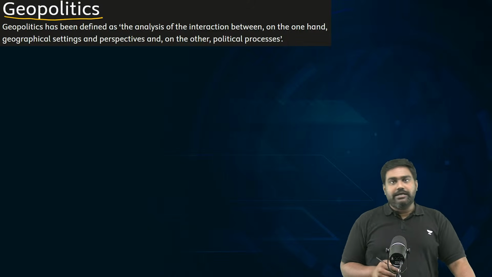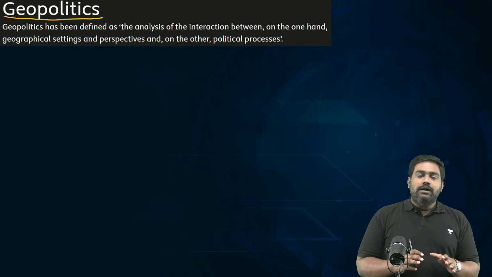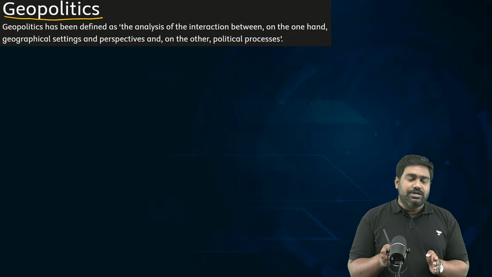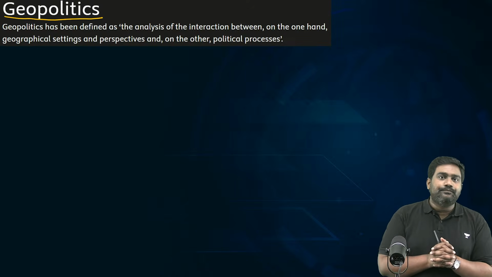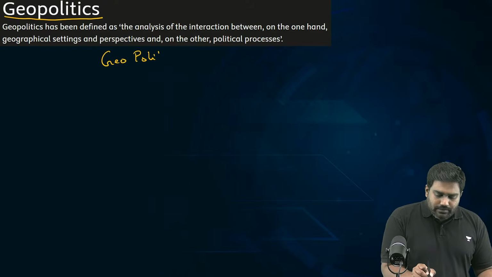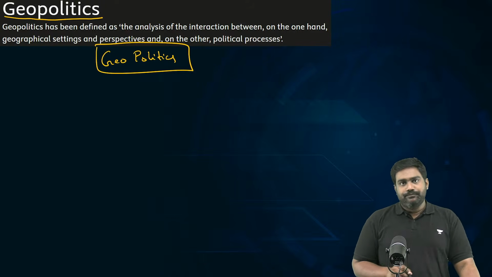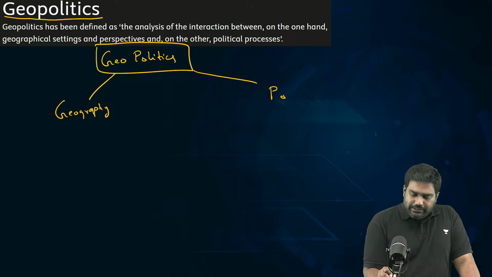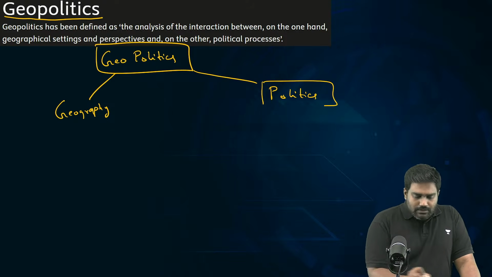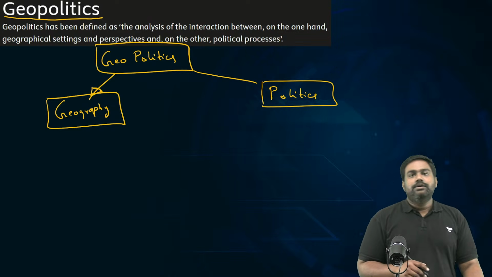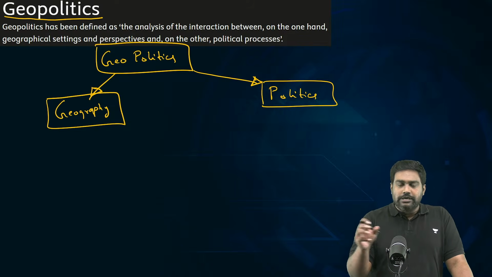Let's start with geopolitics. Let me break this down for you. And once you understand geopolitics, it will become easier to understand geostrategy. And then I'll explain geoeconomics. Now, geopolitics, it's basically made up of two words: geography and politics. There are two words, as you can see, you can break it up. Geopolitics is made up of geography and politics.